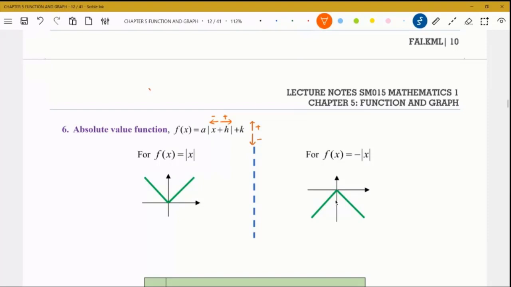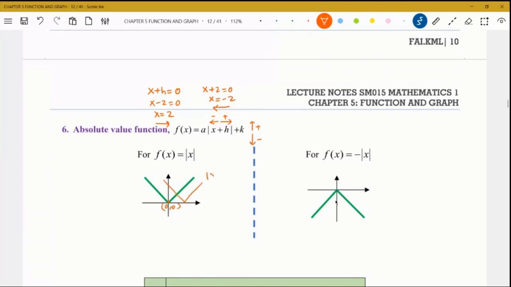Kenapa ni minus? Sebab kita akan cari, kita equalkan dengan kosong. So let's say x minus 2 equal to 0, x equal to 2. So ini adalah shift to the right. Kalau kita ada x plus 2 equal to 0, x equal to negative 2. So the shift to the left. Sebab original dia adalah pada 0, 0. So kalau x minus 2 di dalam modulus, dia akan shift to the right, dia akan bentuk seperti ini.